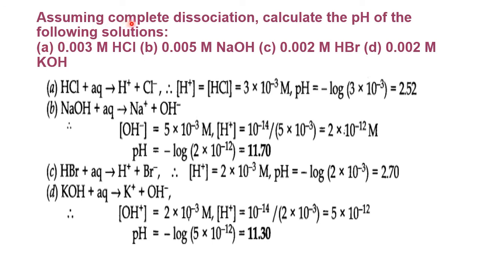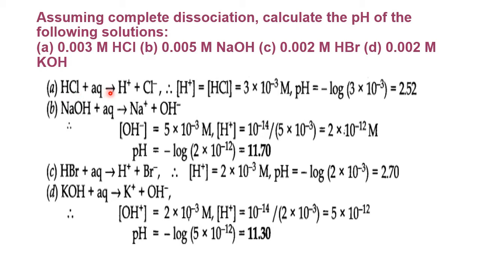Assuming complete dissociation. This you have to presume. They dissociate completely. What kind of chemicals will dissociate completely? Strong electrolytes. Calculate the pH of the following solutions. First one is 0.003 M HCl. Second is 0.005 M NaOH. And the third one is 0.002 M HBr. And the fourth one is 0.002 M KOH. Okay, let's take the first one.